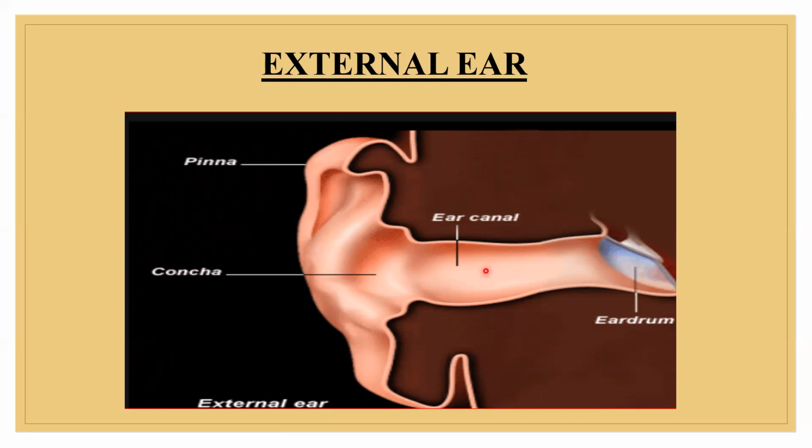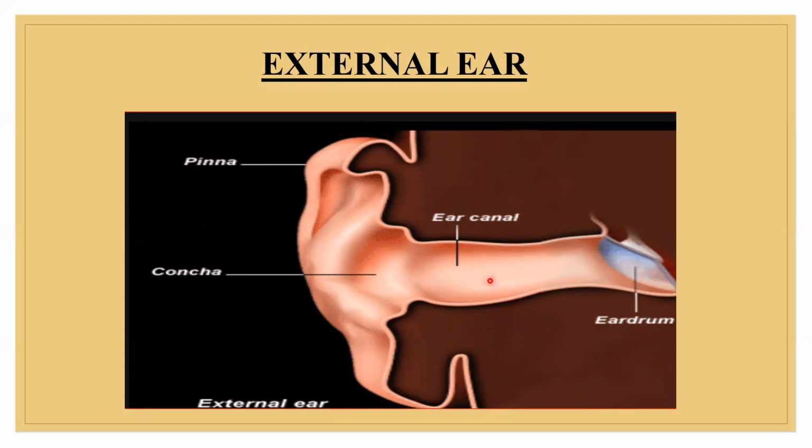There are special glands in the wall of the auditory canal, and hairs. These glands produce wax. What is the function of the wax and the hairs present in the auditory canal? The wax and the hairs in the auditory canal protect the ear from insects, germs, and dust.